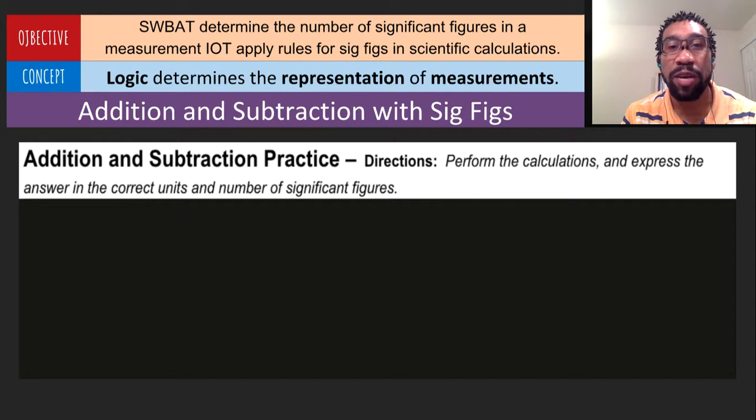Our goal is to determine the number of sig figs in a measurement so we can apply the rules for sig figs in making scientific calculations. Our concept is that we use logic to determine how our measurements are represented. The way we report a number determines how important the values are. The same thing applies in multiplication and division, and then there's a slight difference when you look at addition and subtraction. So let's go ahead and begin.